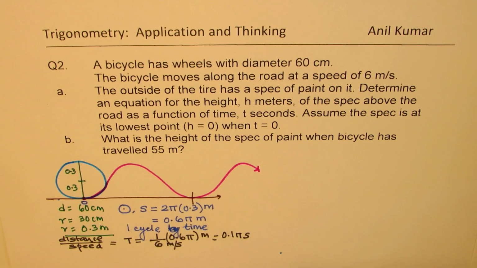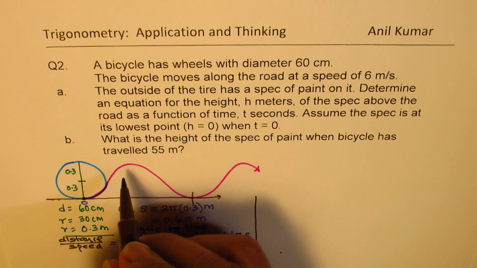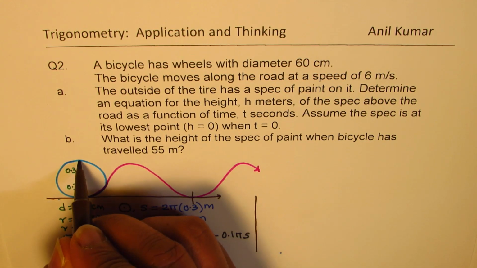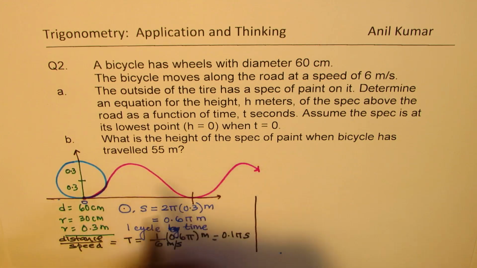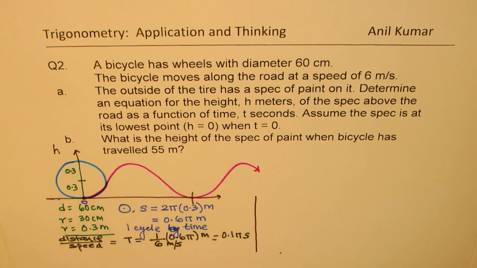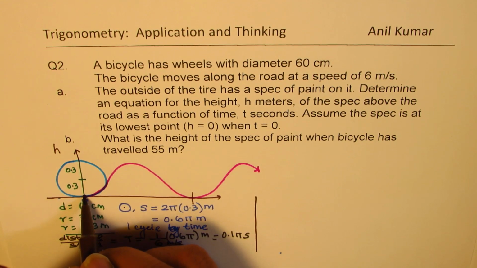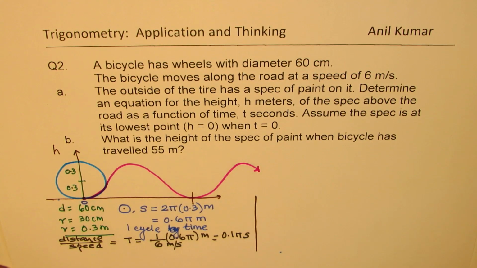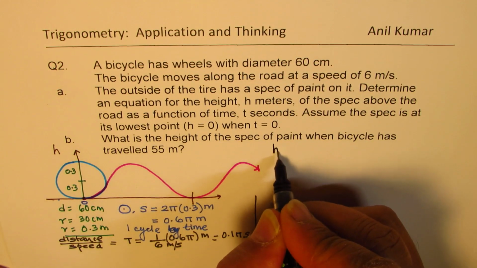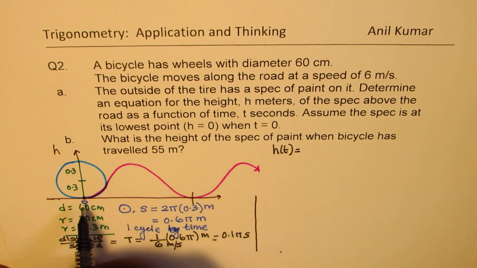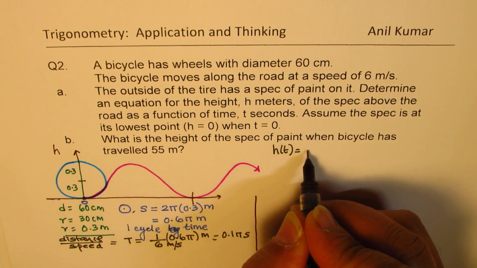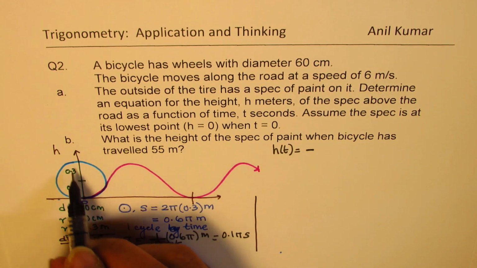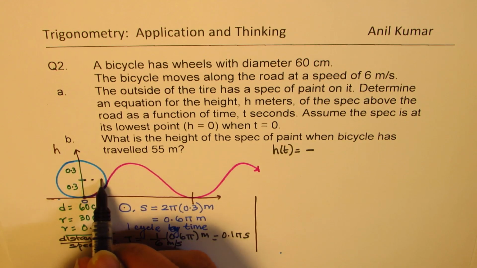Now once you find the time period, we can easily find the equation. Let's find the equation now. Let's say at any instant of time, on the y-axis, we have the height of the speck. So height of the speck, h of t, is going to be, since it is a cosine function starting with the minimum, normally cosine starts with the maximum, we'll write this as minus. The amplitude here is 0.3, right? So that is the axis, correct?